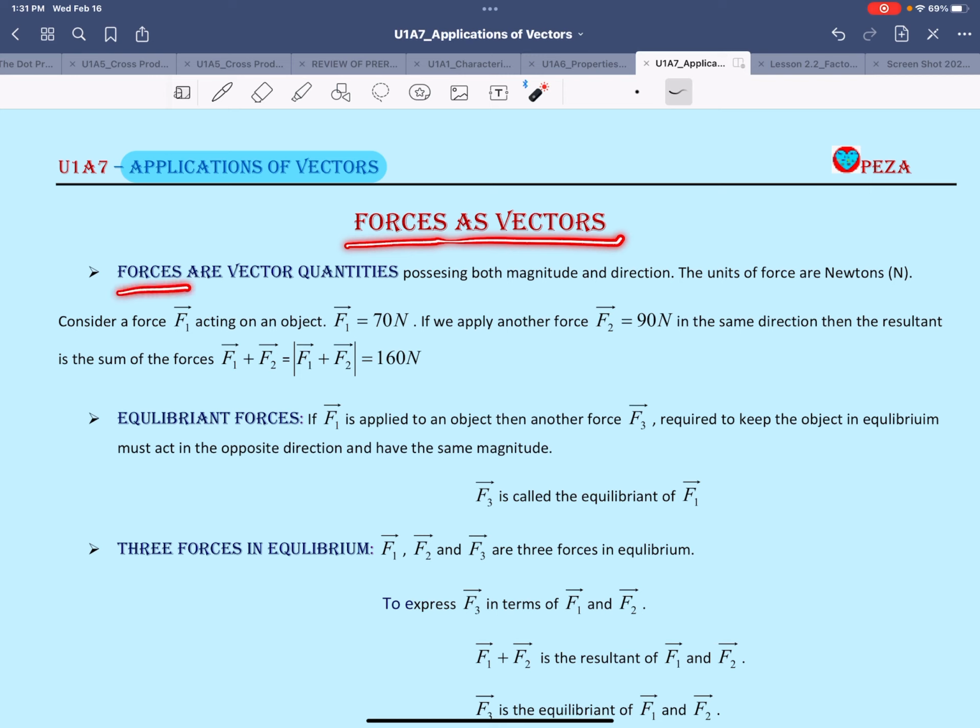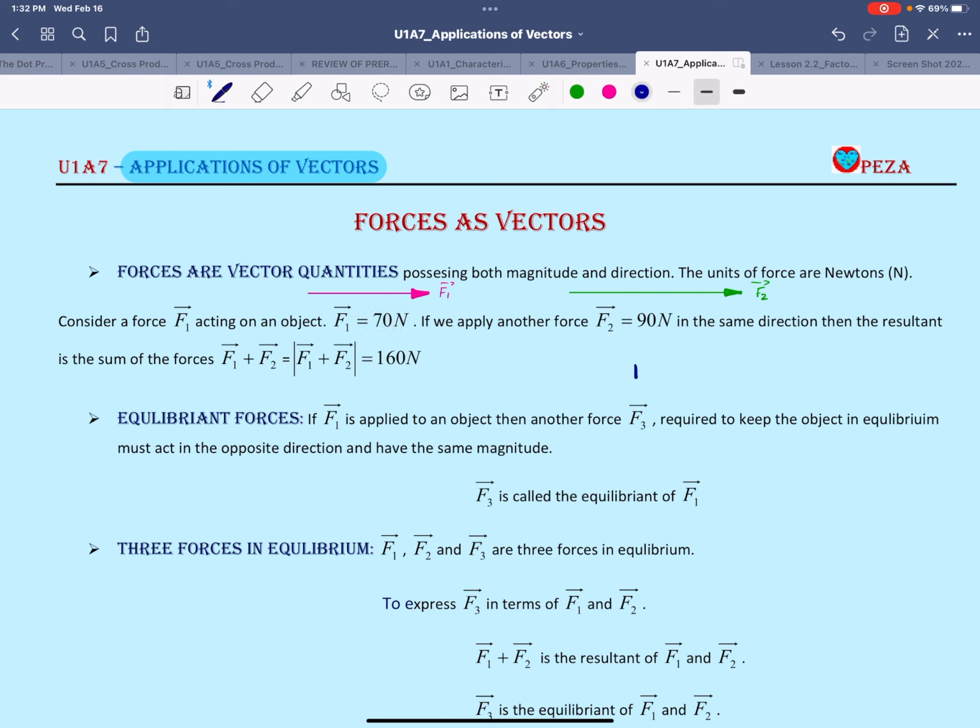As we learned in the very first lesson of this unit, forces are vector quantities because they possess both magnitude and direction. The units of force are newtons. Now, imagine that we have two forces, F1 and F2, that are applied onto the same object. Notice that forces F1 and F2 are going in the same direction. Their magnitudes are 70 and 90 newtons respectively.